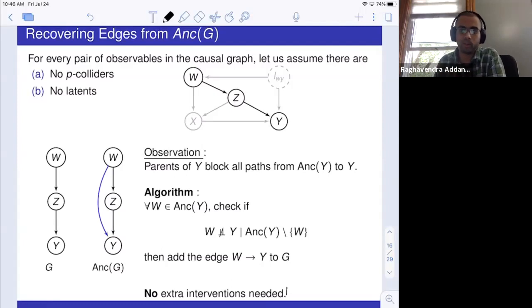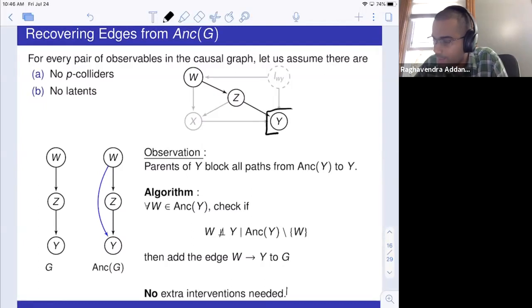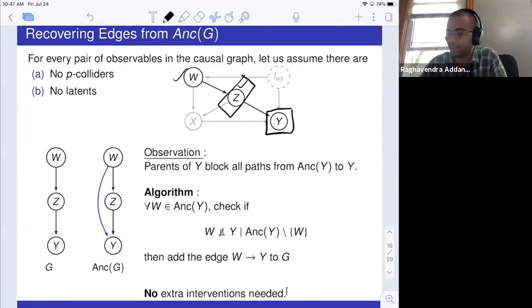So this is the intuition. Suppose there are no p-colliders and there are no latents. As I said, parents block all the paths from ancestors to Y. So for a node Y, we know its ancestors. We know that W and Z are its ancestors. We want to recover that W is not a parent of Y. The observation is that conditioning on this set Z blocks all the incoming ancestral relations onto Y. I can give a proof, but this is intuitive in a way.